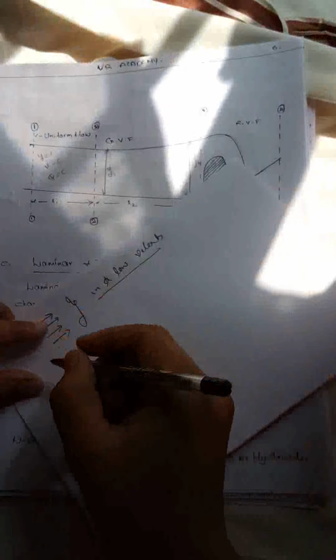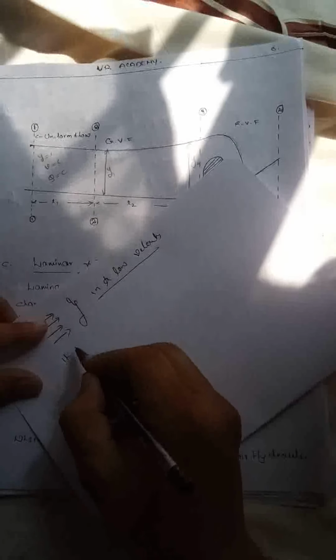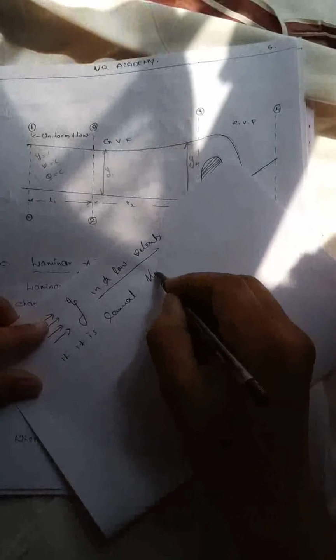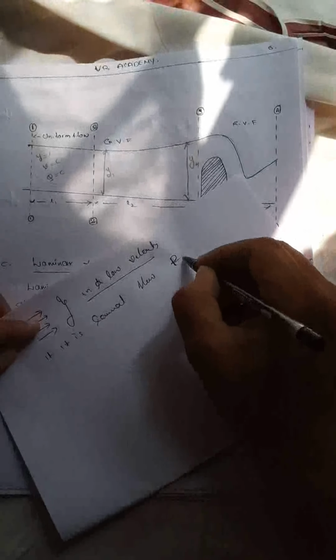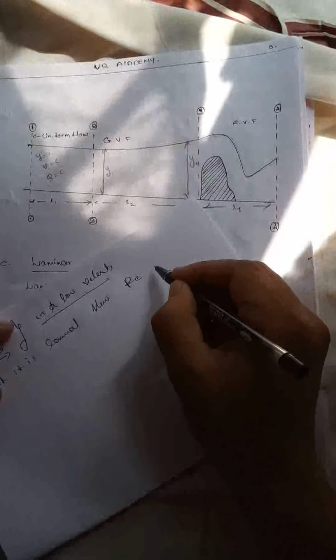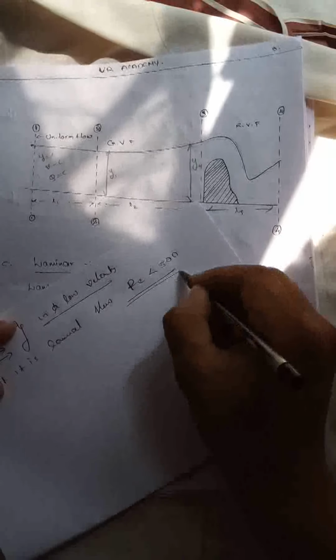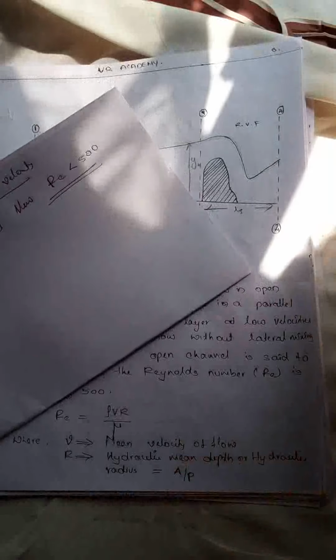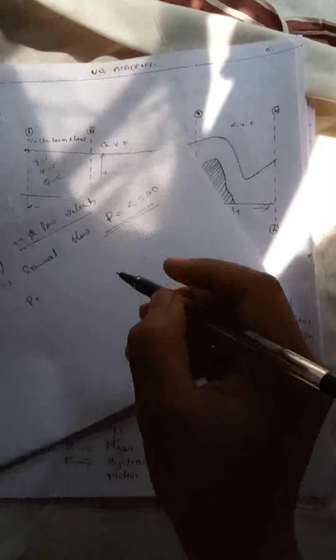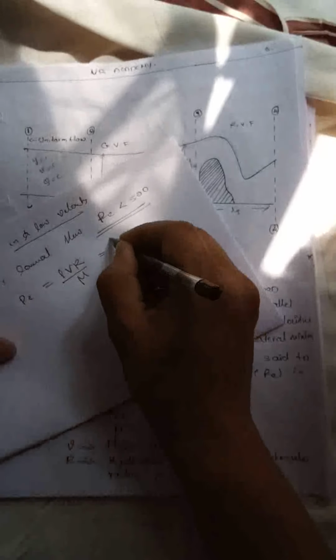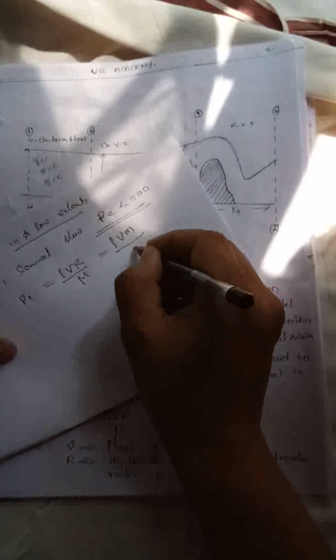If it is laminar flow, the Reynolds number Re is less than 500. We also know Re is equal to rho V m divided by mu.